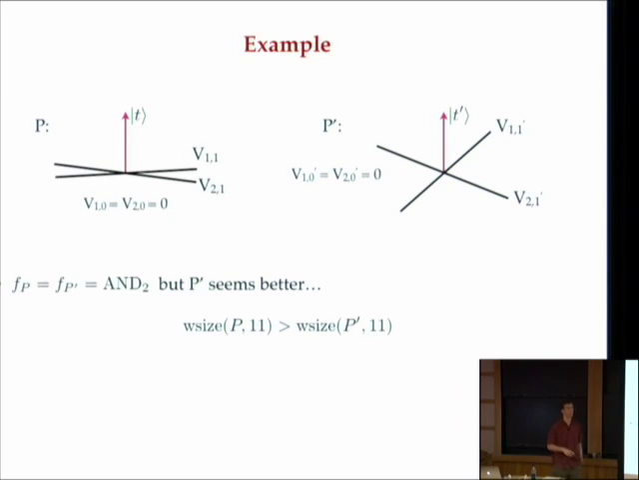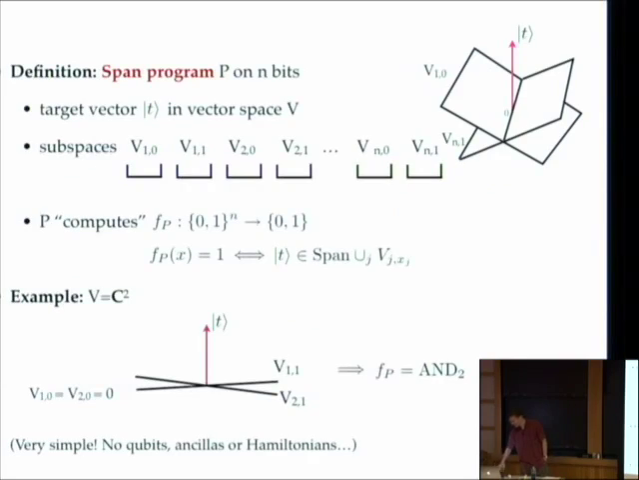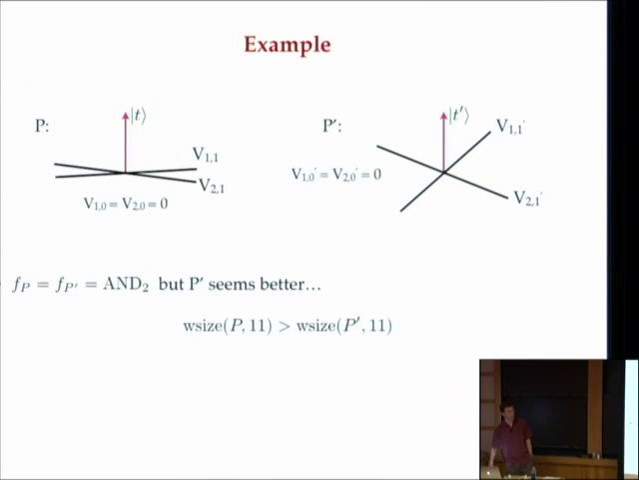Can you flash the previous slide? Yeah, what about the previous slide? This is a review of the definition of span programs. So you have a target vector and a bunch of subspaces. Okay. So now you have witness size not just for the program but also for the particular input.